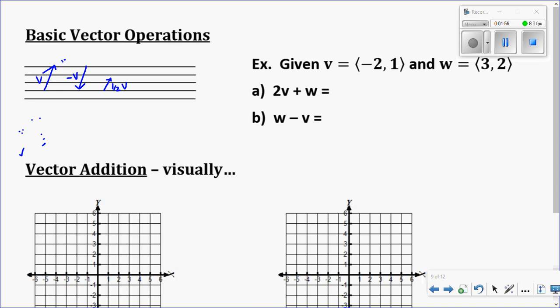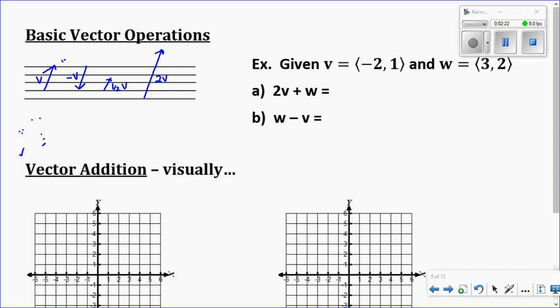And let's say you want to do 2v, I'd have to make it a little bit longer. So it's supposed to cover three little spaces. So let's see, 1, 2, 3, 4, 5, 6. So if I estimate a little bit, that would be 2v. All right, so those are basic things that you can do to a vector. You can turn it around, change its direction by putting a negative. You can multiply it by a scalar and things like that.